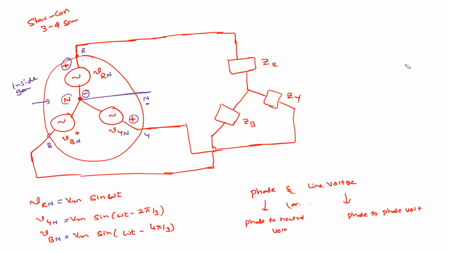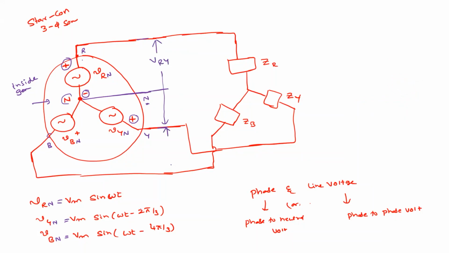So what is line voltage here? These are phase to phase voltages. This is a phase, and this is another phase. What is the voltage between these two? This is VRY. That is known as line voltage, the voltage between phase to phase.